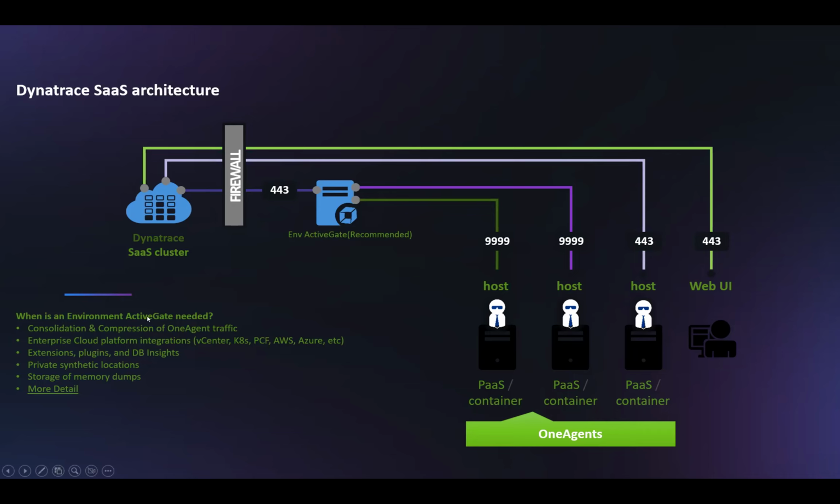The environment ActiveGate is needed for multiple purposes. One is consolidation and compression of OneAgent traffic. It will accept the data from all the target nodes, consolidate it, compress it, and then send the data to the SaaS cluster. It acts as a load balancer, you can say. That is the first thing. The second thing is that it also helps when you are doing cloud integration.